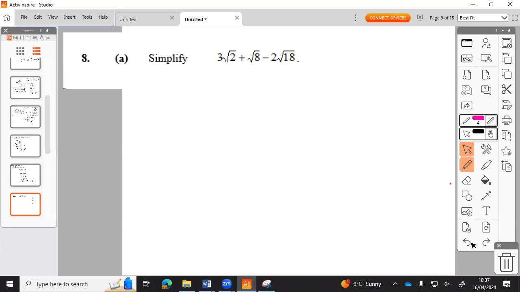Okay. But only at that point, when they're all root 2s, are these similar sort of figures, and it allows me to do the add and subtraction. Okay, but I can't add and subtract a root 2 and a root 8. Okay, so I need to simplify each of the terms. So simplifying root 8.